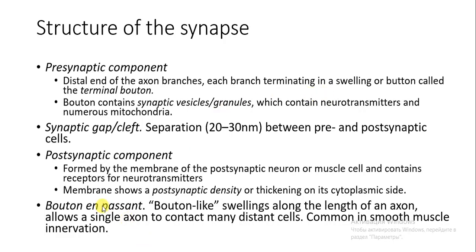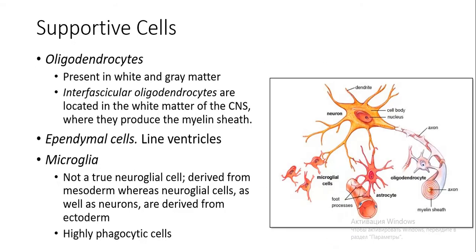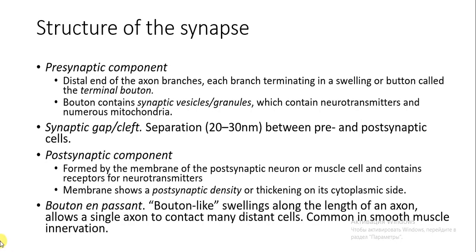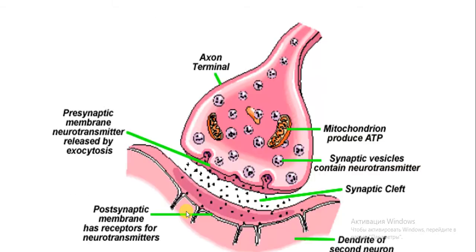Due to these synaptic knobs, one neuron can activate a lot of different cells. Especially, boutons en passant are present in smooth muscle innervation. Smooth muscle has very restricted features of signal transmission. That's why we need to arrange it with neurons.